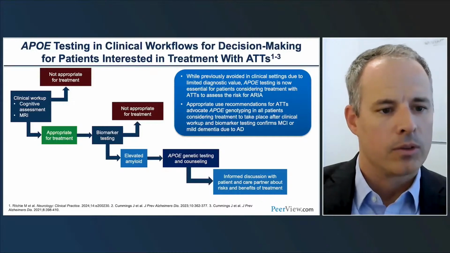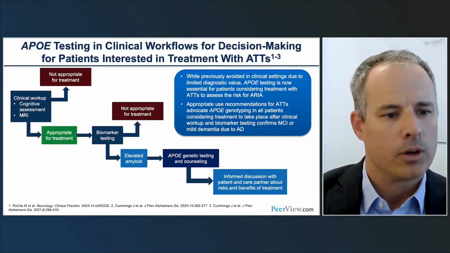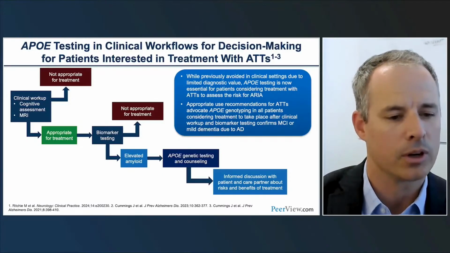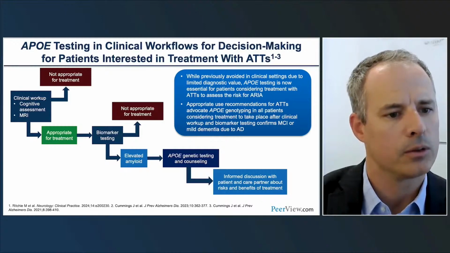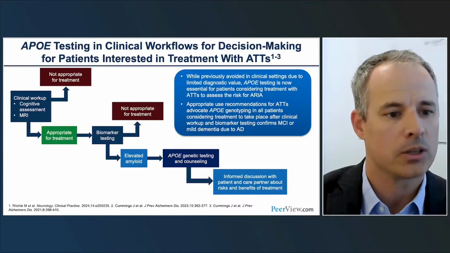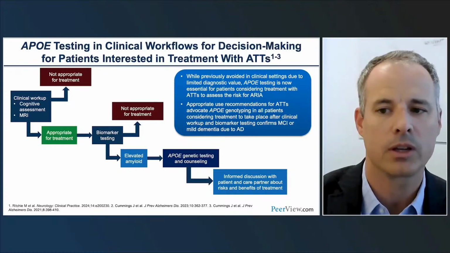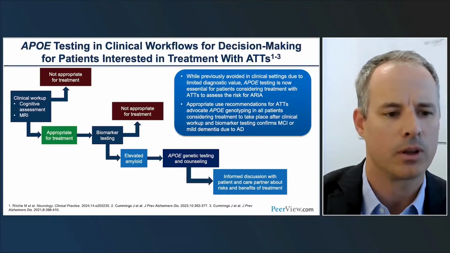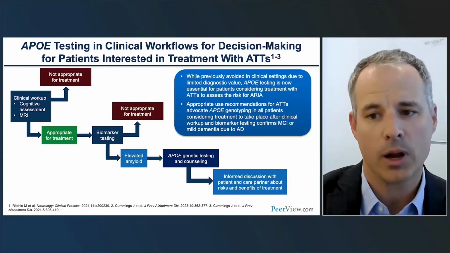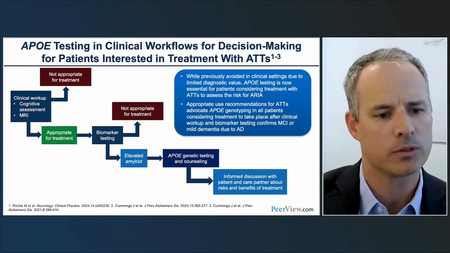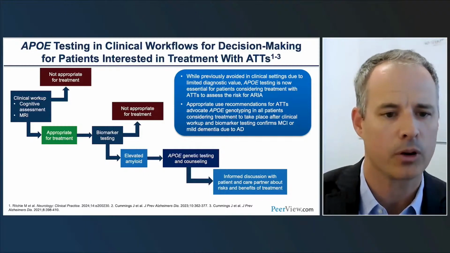So this is a diagram showing the clinical workflow for assessing a patient for potential treatment with anti-amyloid targeted therapies. This includes clinical workup, as I mentioned, in which they have a cognitive assessment where one can assess their level of impairment, make sure that they fall within the clinical criteria, and that their syndrome is consistent with Alzheimer's disease. And then an MRI, so they have to meet these MRI criteria that I mentioned before, including less than 4 microhemorrhages. And at that point, if they are still appropriate for treatment, then we move on to biomarker testing.